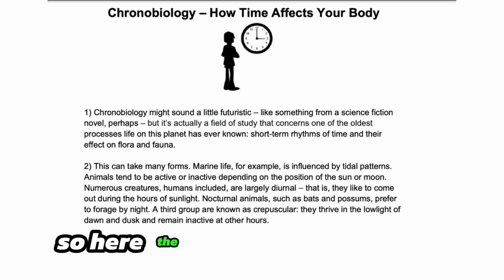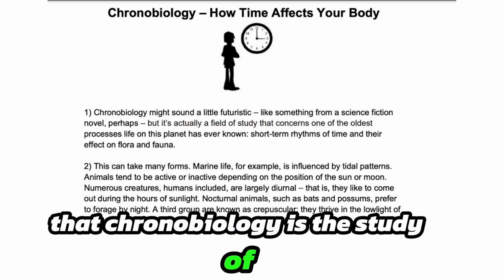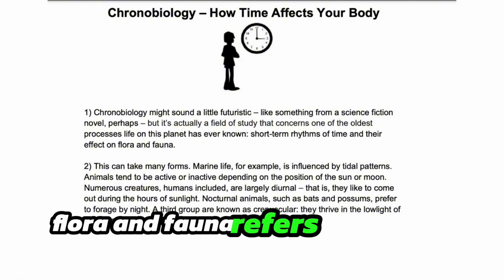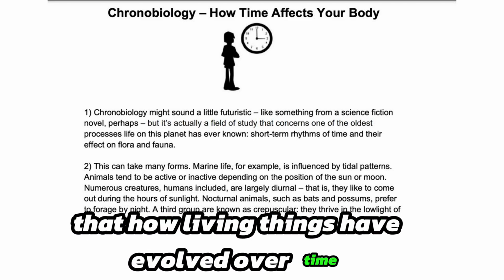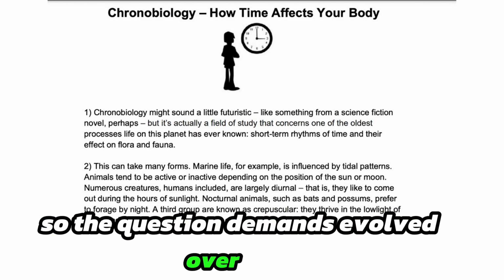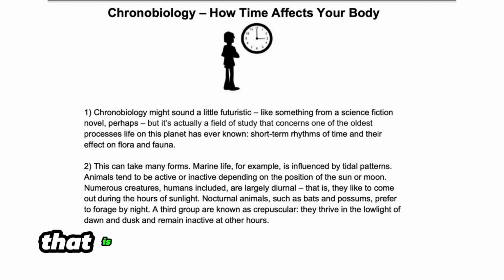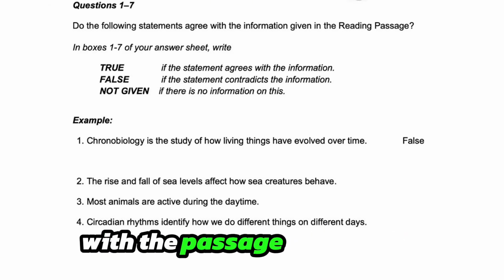So here is the reason behind false. The passage clearly states that chronobiology is the study of short-term rhythms of time and the effect on flora and fauna. Flora and fauna refers to plants and animals. So it doesn't show the study of how living things have evolved over time. The question demands evolved over time, which means the change that is present over time, that is evolutionary. Since this contradicts the question statement with the passage statement, the answer is false.